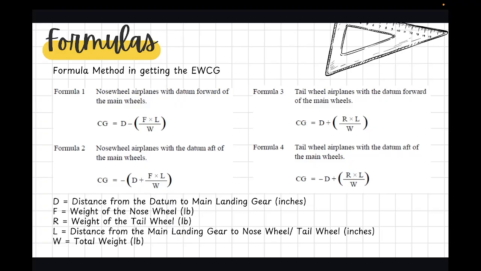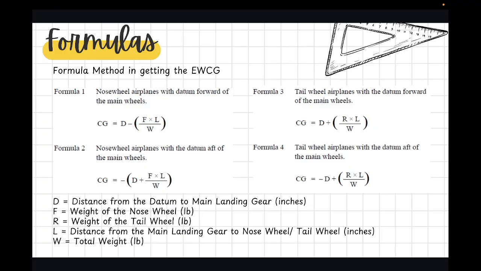Okay, so CG means center of gravity. Okay, then the D. Ano yung D? D is the distance from the datum to the main landing gear in inches. And then F, or what I could think of is F front. So, mas madali siyang isipin kasi front, so nose wheel aircrafts. Yun yung F is the weight of the nose wheel in pounds.